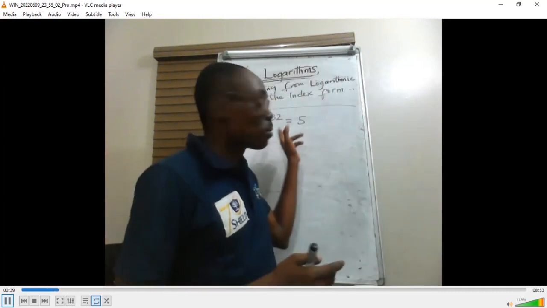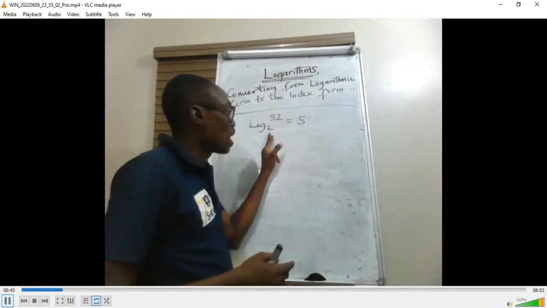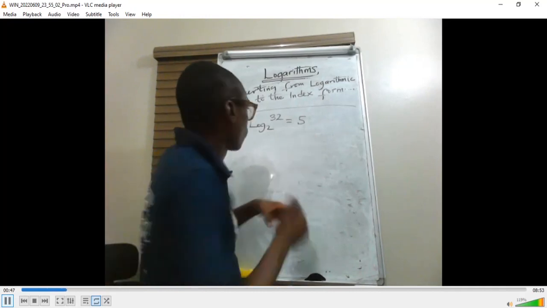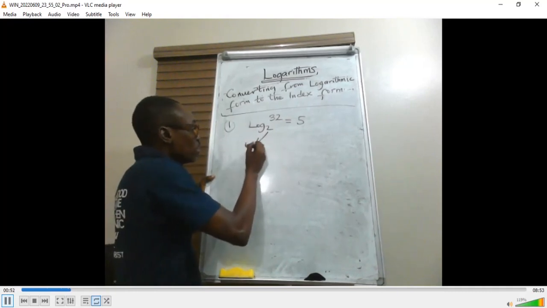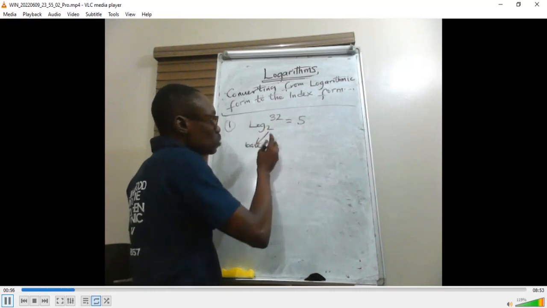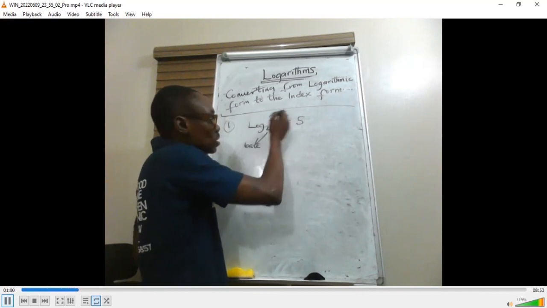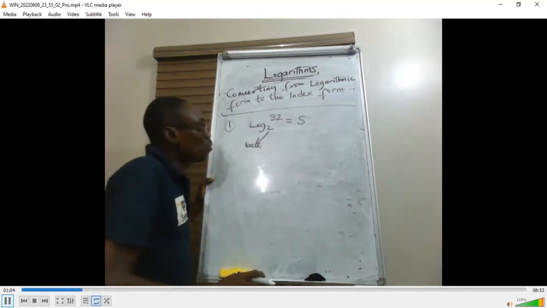The first example we're looking at is log 32 to base 2 is equal to 5. We're going to convert it to the index form. So identify what your base is. Your base here is 2. Your base is what? 2. So we're looking at log 32, and the answer is equal to 5. So what are we going to do?